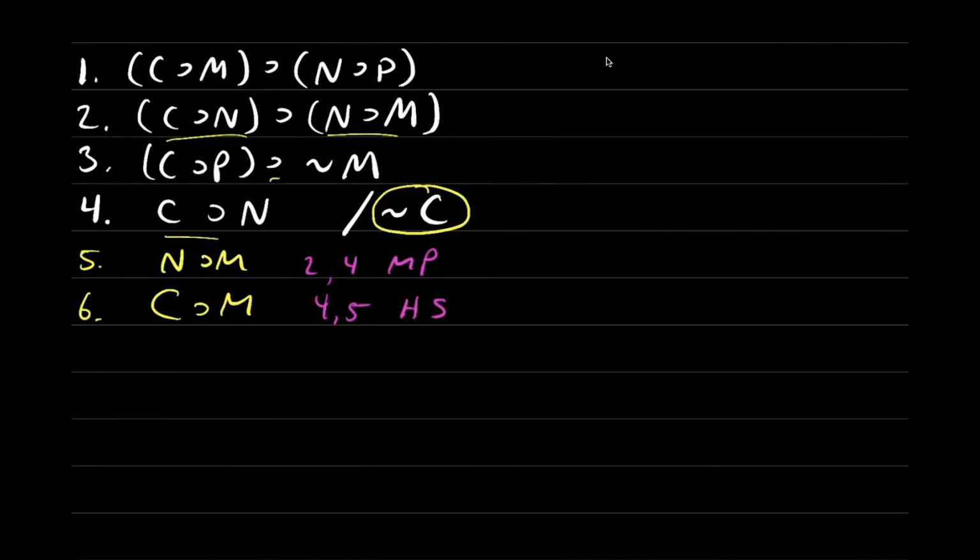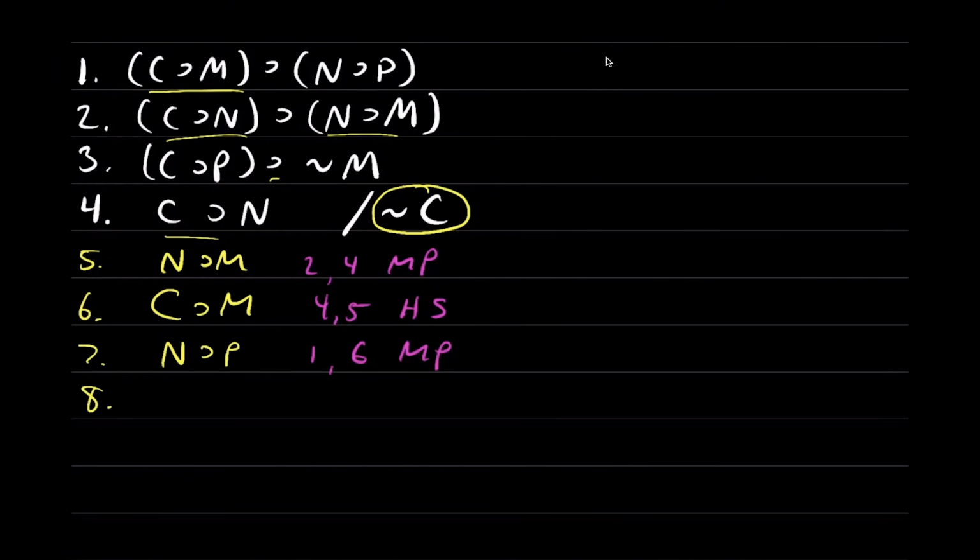But once we know that C implies M, that's the antecedent of this conditional in line 1. So from that, we know that N implies P, the consequent of that conditional in line 1. And that's going to follow from line 1 and line 6 by Modus Ponens. Okay, next line, line 8.